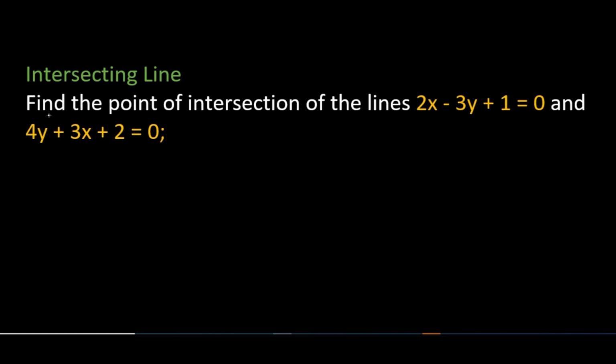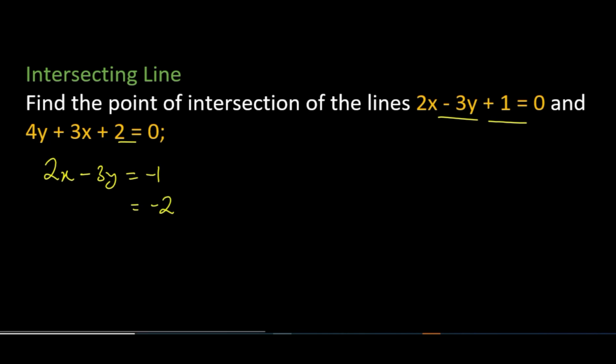Let's look at intersecting lines. We find the point of intersection of this line and this line. This is a simultaneous equation. When you have to find the point of intersection of two straight lines, just solve the simultaneous equation, whether by using the elimination method or substitution method, and get the values of x and y. It's just as simple as that.